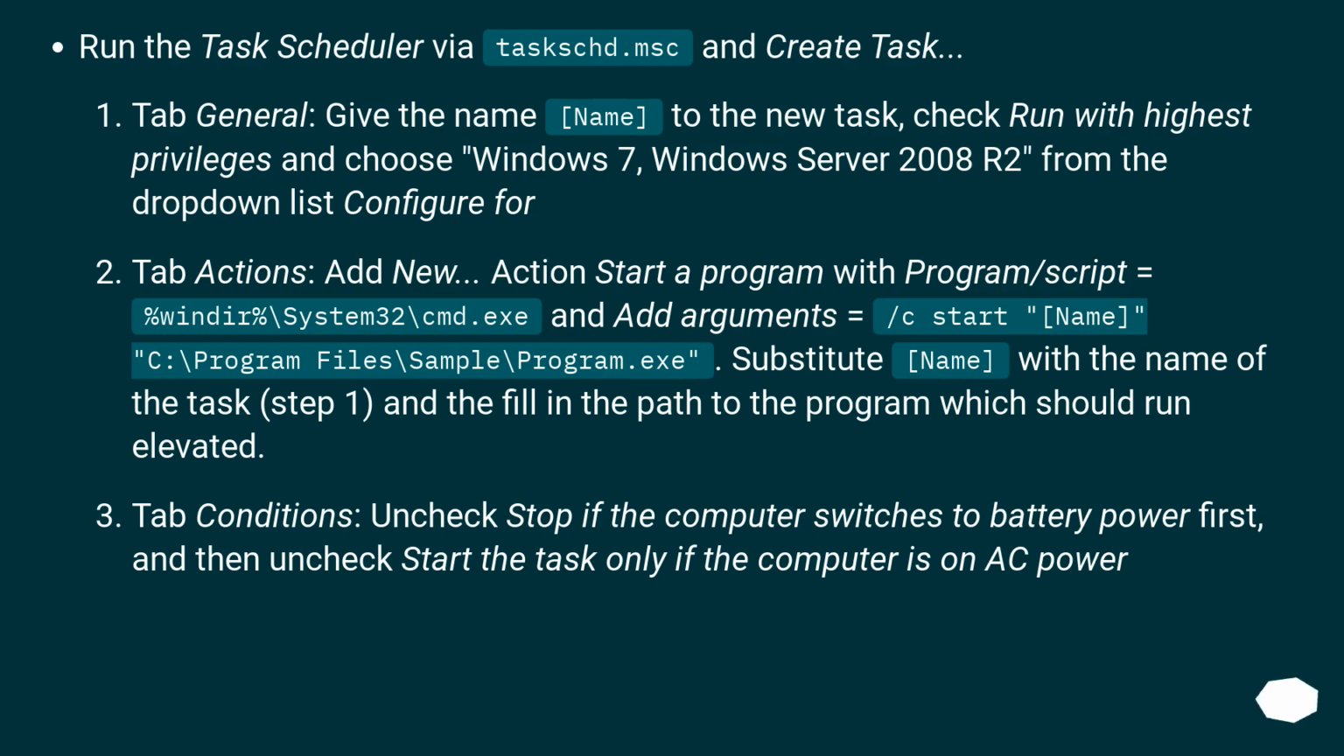Tab Conditions: uncheck "Stop if the computer switches to battery power" first, and then uncheck "Start the task only if the computer is on AC power".